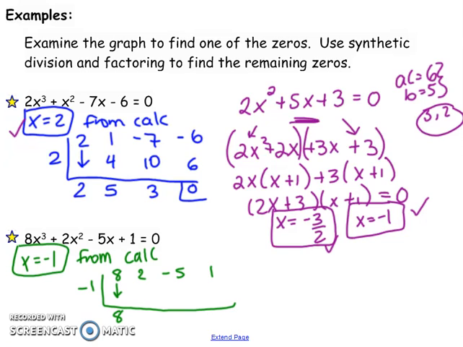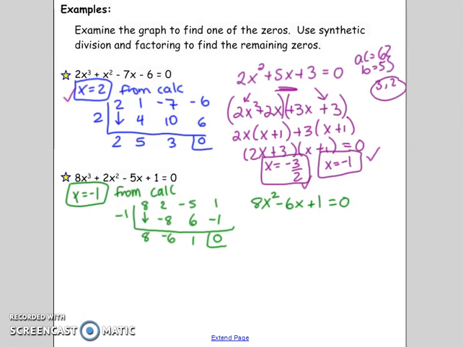8 comes down, multiply it, I get -8. Add it, I get -6. Multiply it, I get +6. Add it, I get 1. Multiply it, I get -1. Remainder of 0. Okay, so it goes in evenly. So we write it as 8x squared minus 6x plus 1 equals 0.